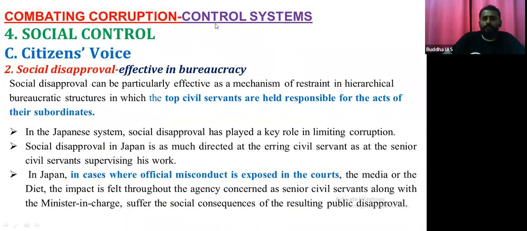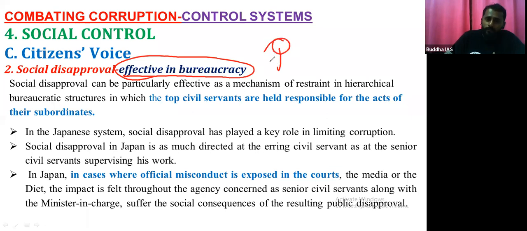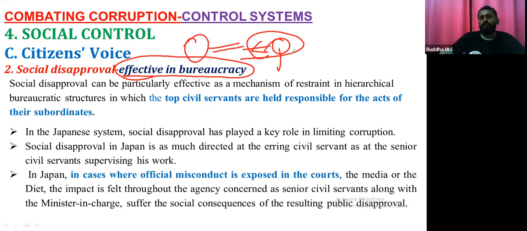So here, what is the crux? When can social approval be very effective? When can the social approval be effective in the bureaucracy? When the top officials and also the person in charge, maybe political head, are held responsible and are treated equally on par with the person who is found guilty of corruption.